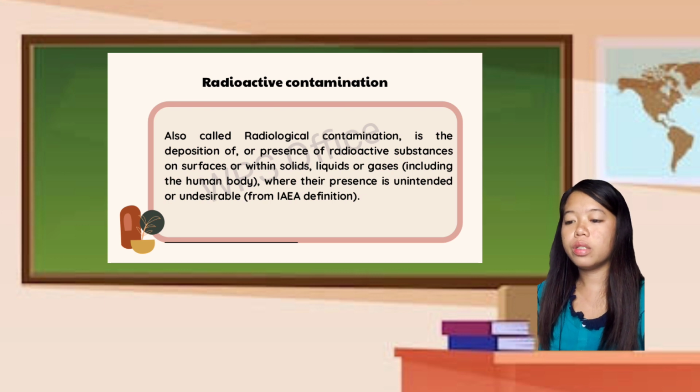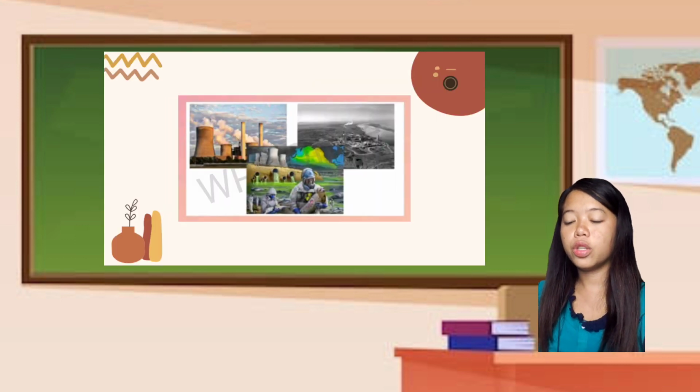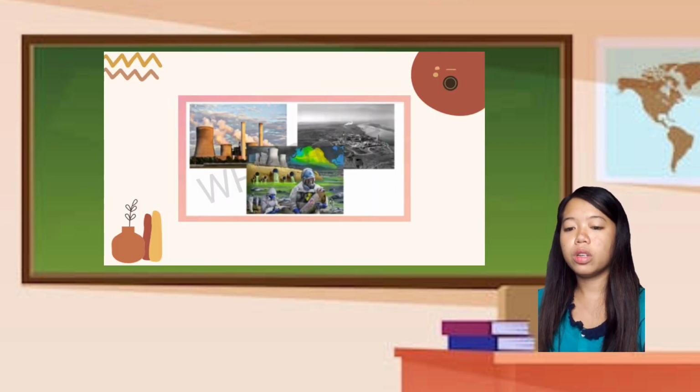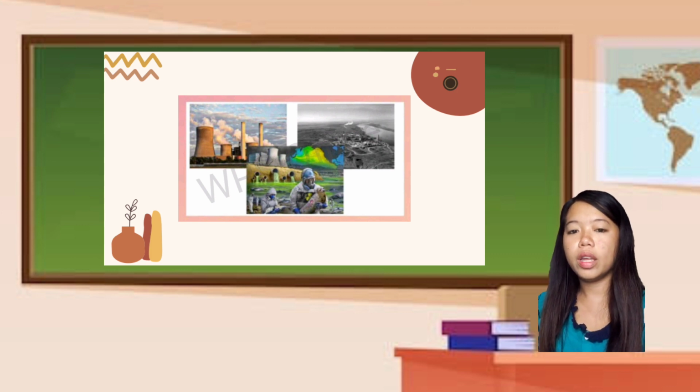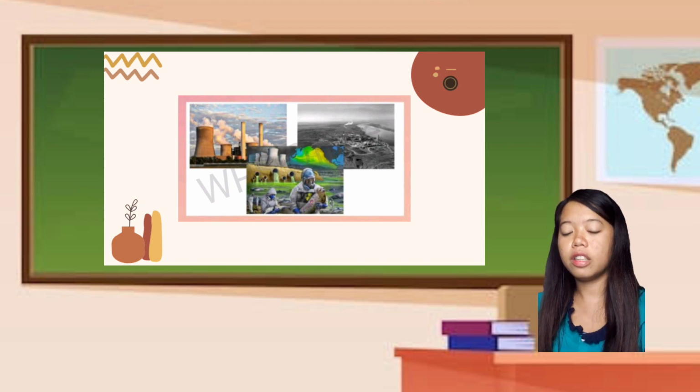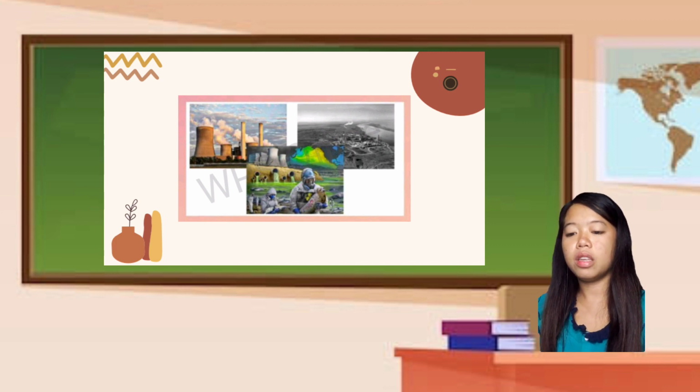Radioactive contamination, also called radiological contamination, is the deposition of or presence of radioactive substances on surfaces or within solids, liquids, or gases, including the human body, where their presence is unintended or undesirable. It is essential to prevent this from happening because exposure to radiation can harm living things, including people and the environment. To avoid radioactive contamination, we need to handle radioactive materials carefully and make sure they are kept in secure places. Proper safety measures are necessary to prevent any accidental release of radioactive substances into places where they could cause harm.